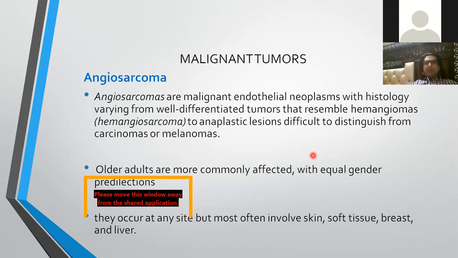But the most common malignant tumor of the blood vessel, the vascular malignant tumor, is angiosarcoma, right? It can be well differentiated, it can be poorly differentiated. Poorly differentiated is very difficult to diagnose, right? It occurs in skin, soft tissue, liver, and breast after radiation therapy. Radiation therapy is the most common risk factor for angiosarcoma. So after 10 years or 15 years of radiation therapy, if sarcoma appears, it can be an angiosarcoma, right?